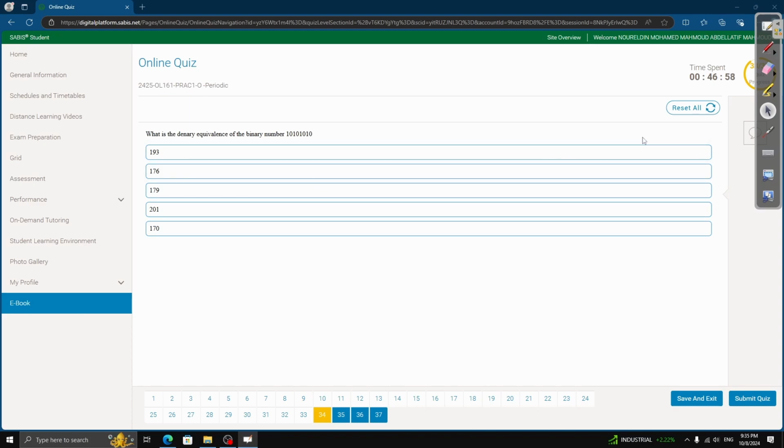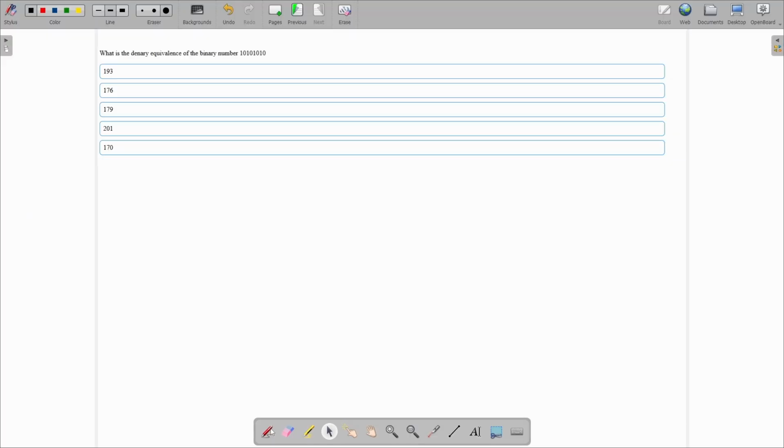What is the decimal equivalence of the binary number 10101010? First, copy down the number. Once you have it copied down, you can then assign each bit to the proper power of 2. This is 2 to the power of 0, to the power of 1, and so on.